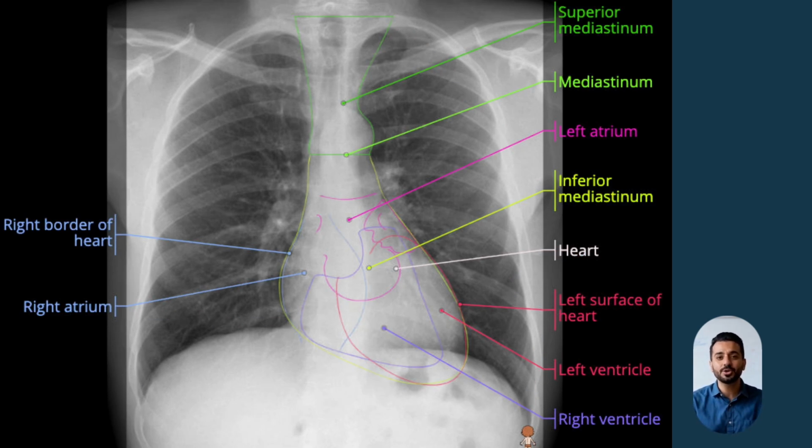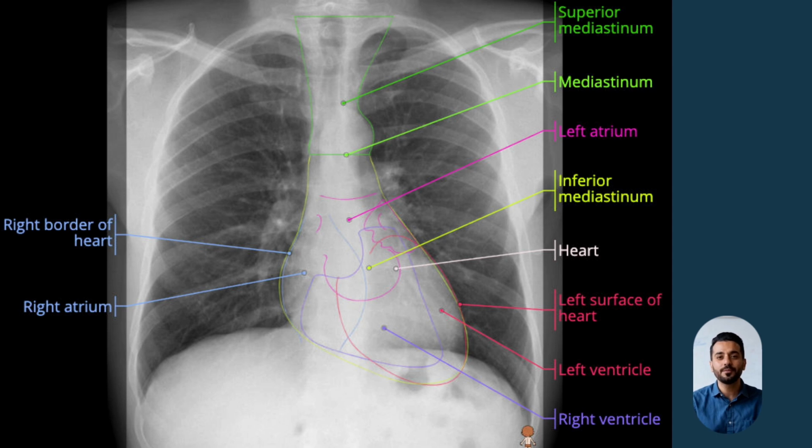Now we are at the center, the mediastinum. This is the space between the 2 lungs. The upper part is the superior mediastinum. The great vessels and the trachea are here. The lower part is the inferior mediastinum. The heart sits here. The heart has 4 chambers, the right atrium and right ventricle on this side, and the left atrium and left ventricle on this side. The left ventricle forms most of the left heart border.